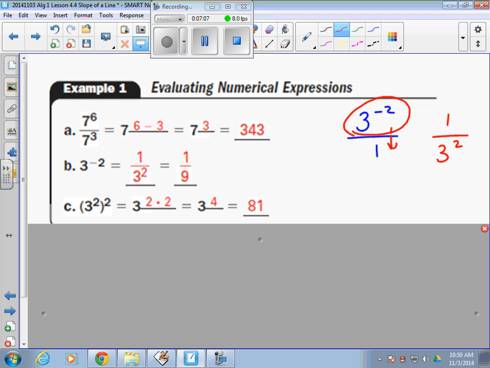C says 3 squared squared. You read it just like that, or 3 to the second power to the second power. Now you don't add the exponent since it's a power being raised to a power. You multiply 2 times 2. You get 3 to the 4th power, which when you multiply 3 times itself 4 times, you get 81.